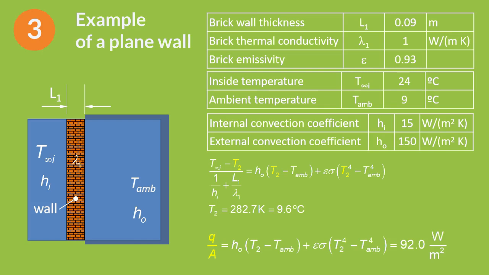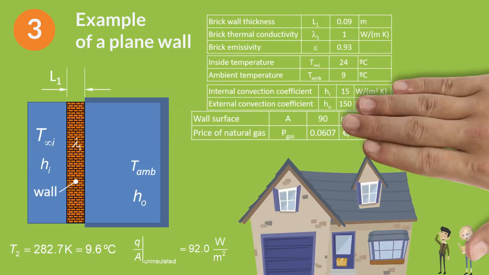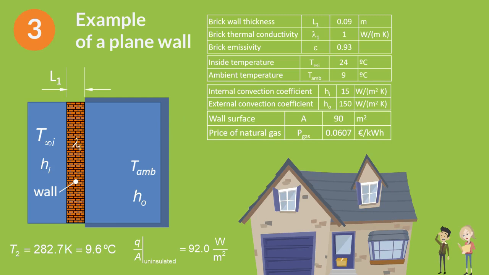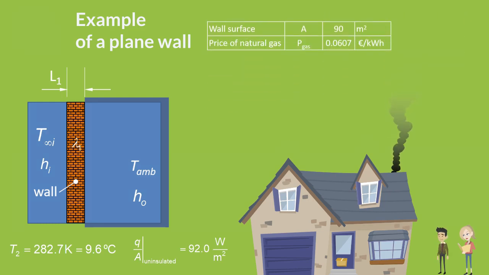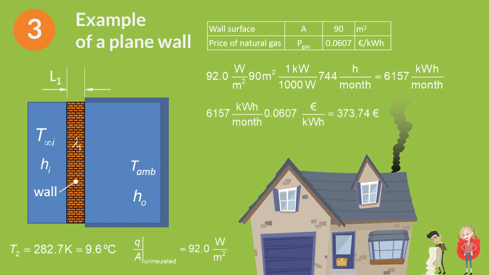Now, we need to know the total surface and the price of energy. Berta and Albert gave us an approximate surface of 90 square meters. Also, the price of natural gas for the tariff TUR. In December, the space heating system is running 24 hours per day, 7 days per week. The energy consumed by Berta and Albert in December is around 6,157 kilowatts-hour. So, they are paying around €374 only for the gas consumed before taxes.